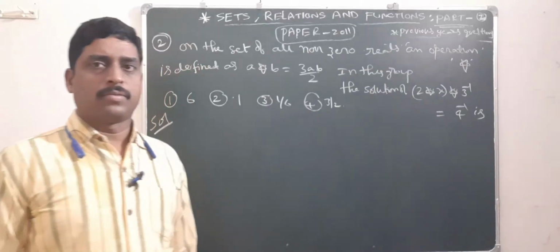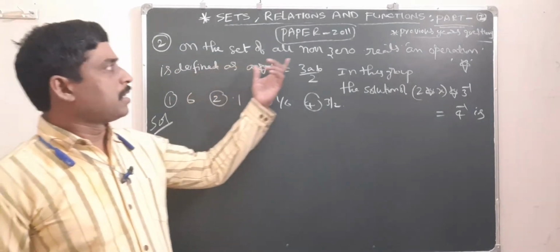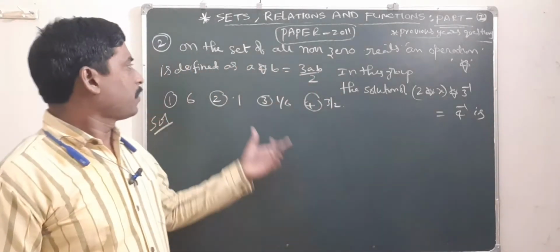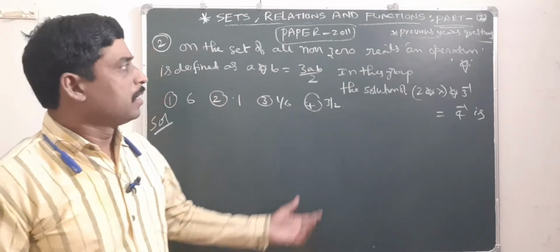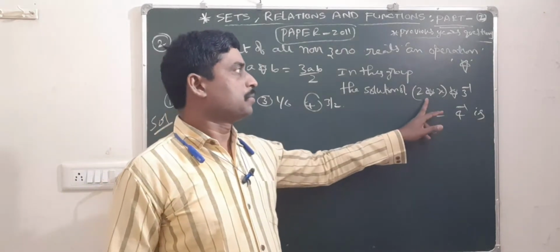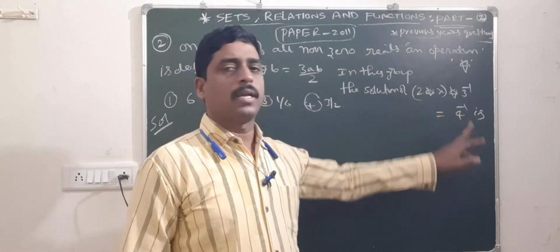So let us go to the next problem. On the set of all non-zero reals, an operation star is defined as a star b is equal to 3ab by 2. In this group, the solution of 2 star x star 3 inverse is equal to 4 inverse.